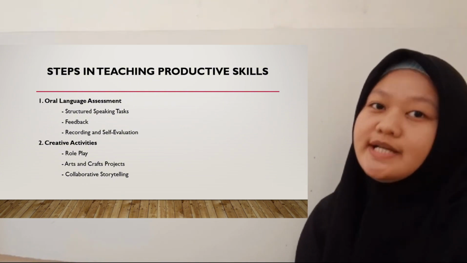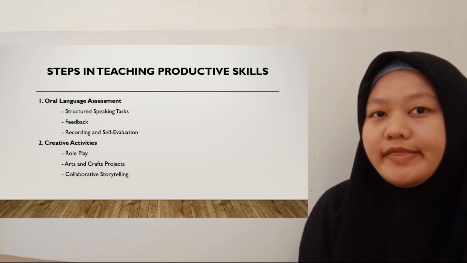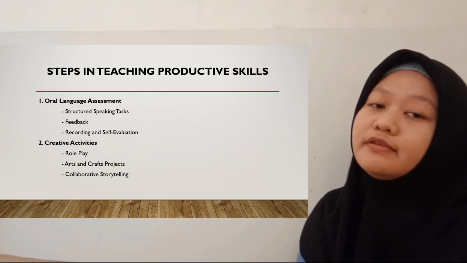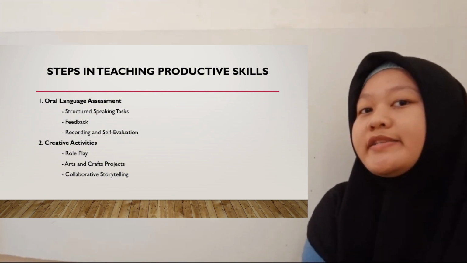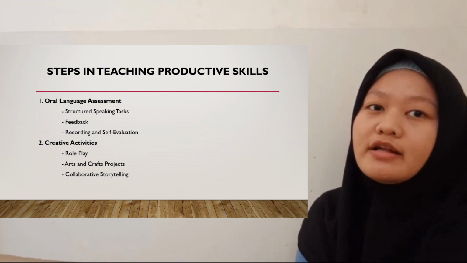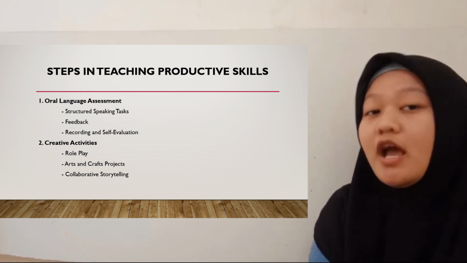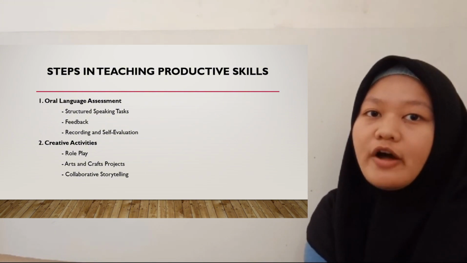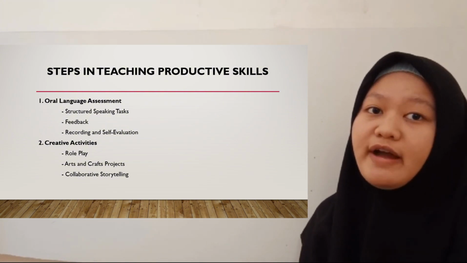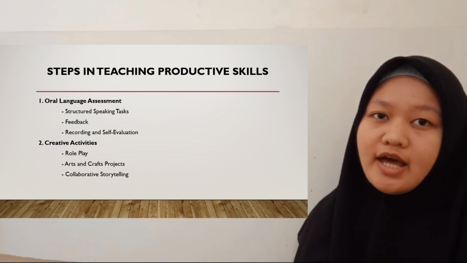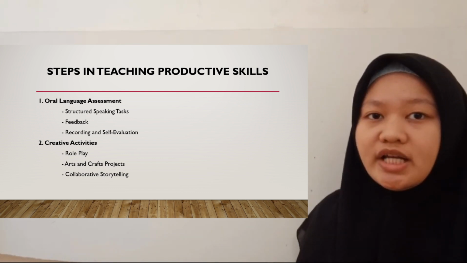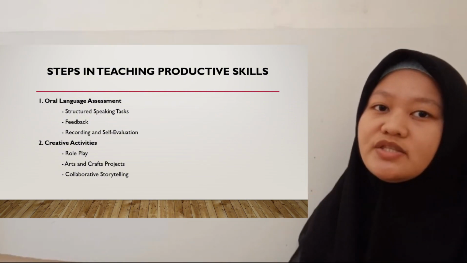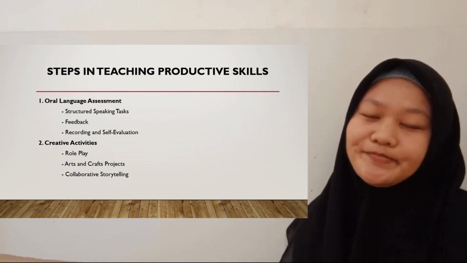So the next steps in teaching productive skills. First, oral language assessment. Structured speaking test. Give specific speaking tasks such as telling about their experiences, describing pictures, or talking about a specific topic. Next, feedback. Give constructive feedback on each speaking task to help children refine and improve their speaking skills. Recording self-evaluation: record children speaking, and have them listen back to evaluate their own strengths and weaknesses.